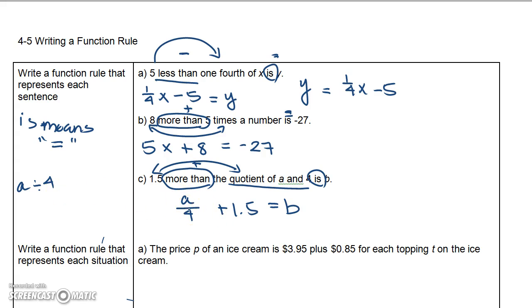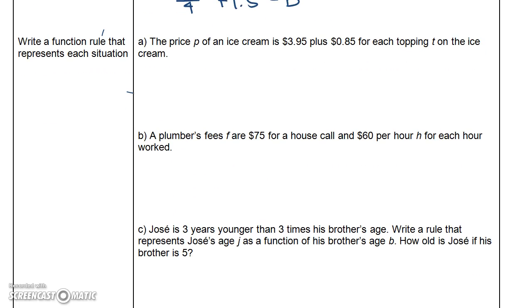Alright, there's that. Your next set of directions tell you to write a function rule that represents each situation now. So instead of just translating algebraic expressions and whatnot, you're going to be doing this for an actual situation, like word problems. We're getting warmed up for more word problems. So the price, P, they give me the variable that they want me to use, of an ice cream is, that's important, $3.95 plus 85 cents for each topping T.